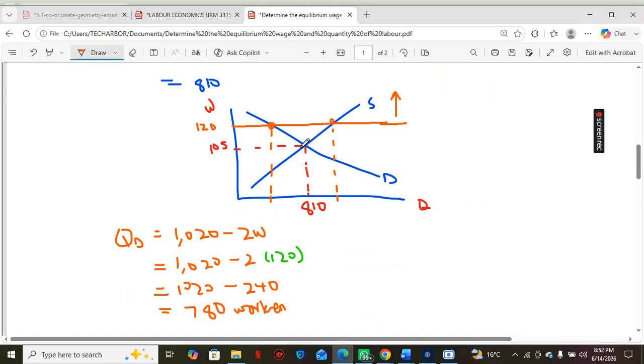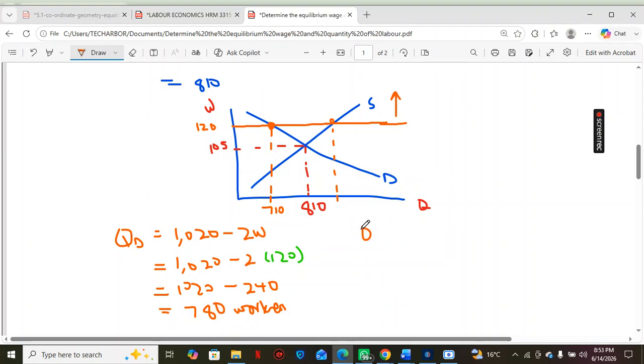Initially, when the wage was 105, the number of workers demanded was 810. Now it has dropped. Remember, for firms, if the wage rate increases, it becomes more expensive, so it means they need fewer workers. From the firm side, the number of workers demanded drops because it's now expensive.